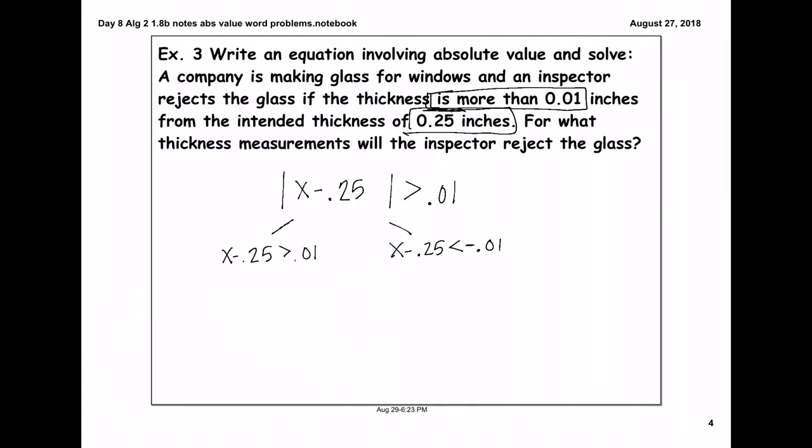So when we use our inverse operations and add 0.25, we get x is greater than 0.26, or add 0.25, x is less than 0.24. We want to label both of those as inches, so we know that we are talking about the thickness of the glass.